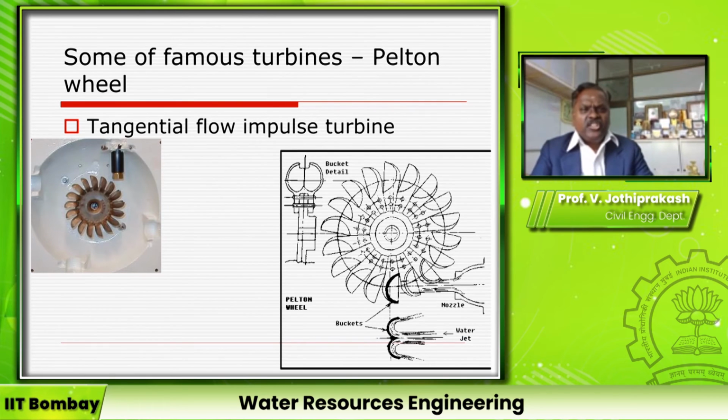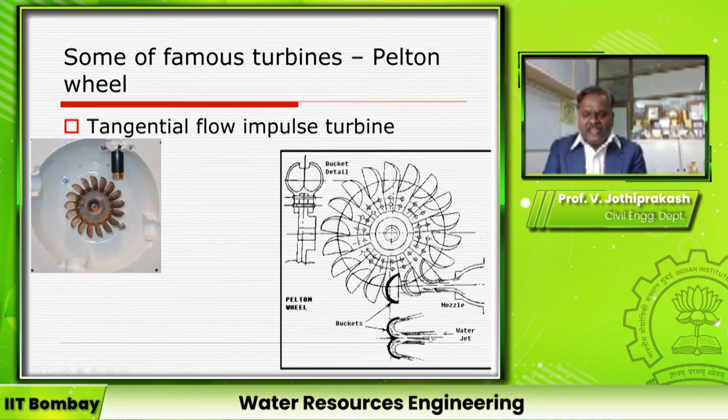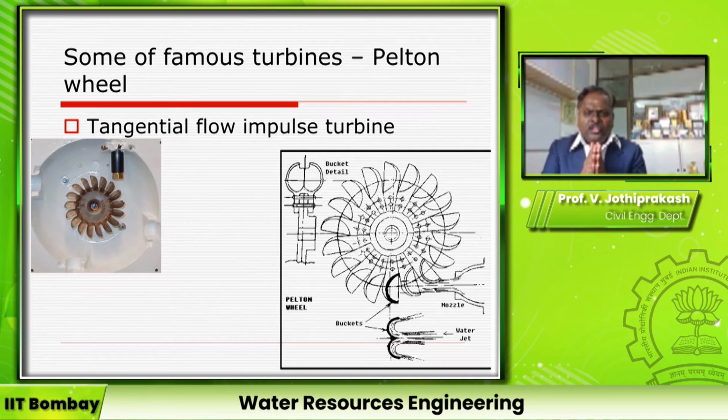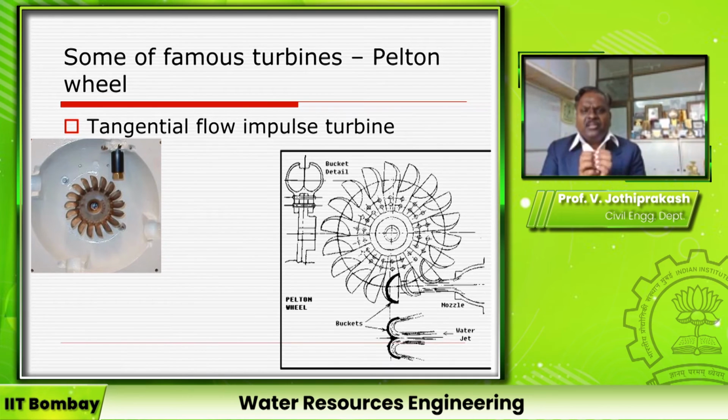It is a tangential flow impulse turbine. You can see that a series of blades are mounted on the shaft, and a water jet is made to impact on the cups. The blades are dual cups, so the water jet divides into two equal parts and moves in a curved path, then impinges on the blade, and the blade rotates depending upon the velocity.